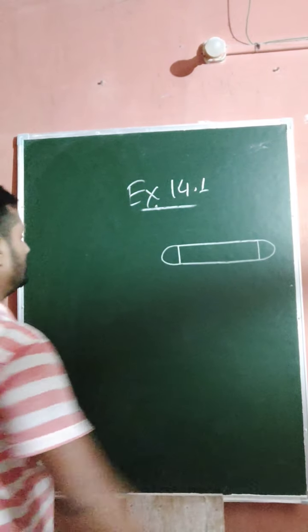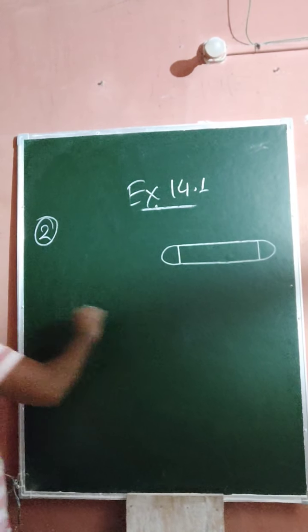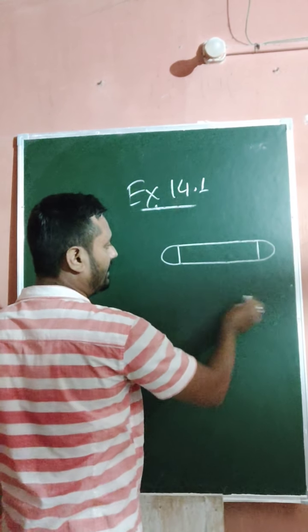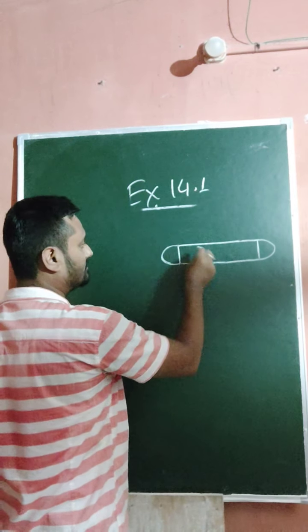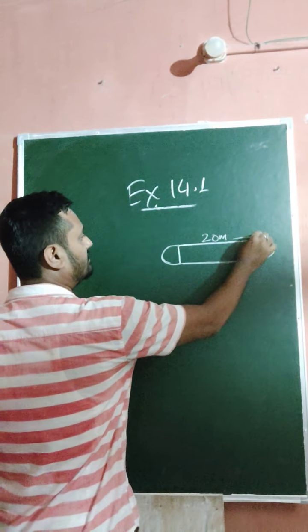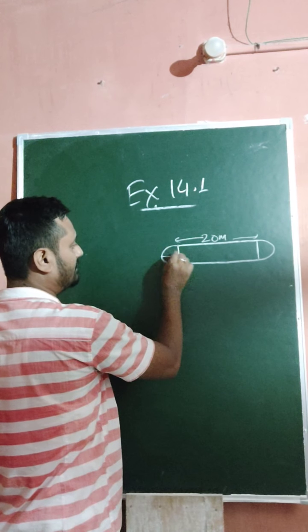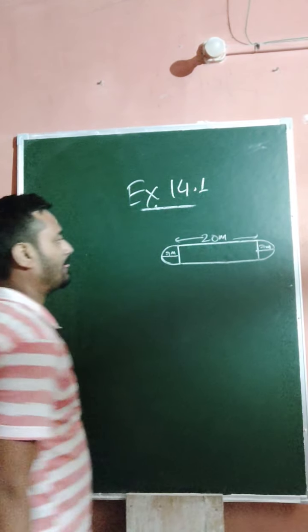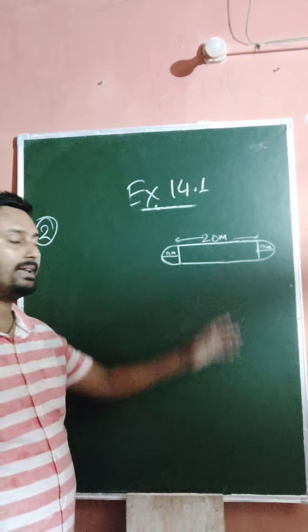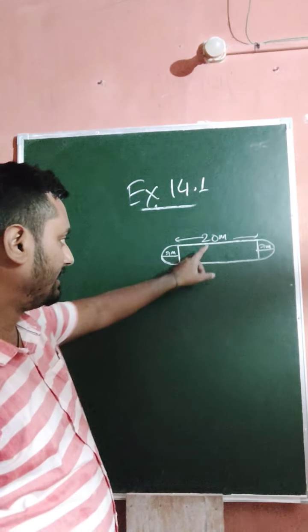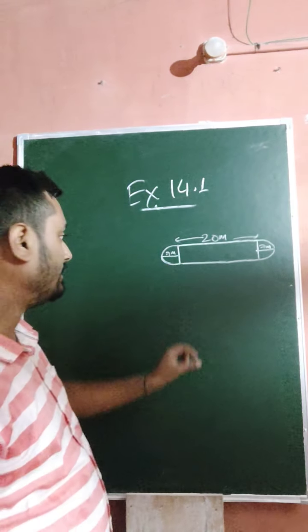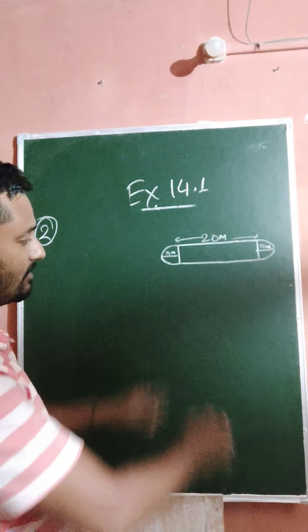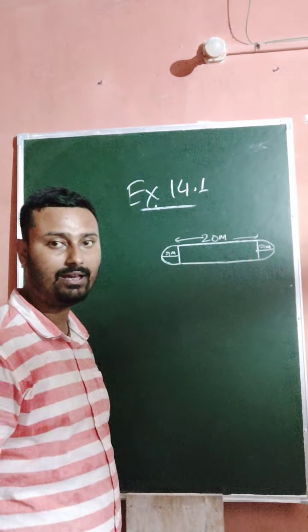So this is the shape of the garden. This middle part is in the form of a rectangle, and these are the two semicircles. This is 20 meter given. Again, this part is given 7 meter, and this part is also given 7 meter. To find the area of that garden, at first you have to find the area of the rectangular part, and after that you find the area of the two semicircles. Then if we add all three areas, you will get the area of the garden.